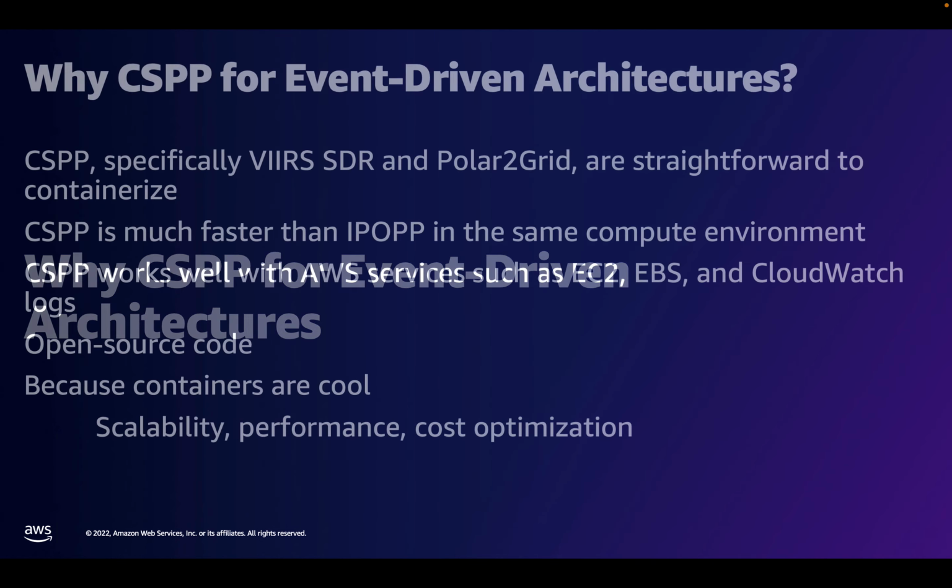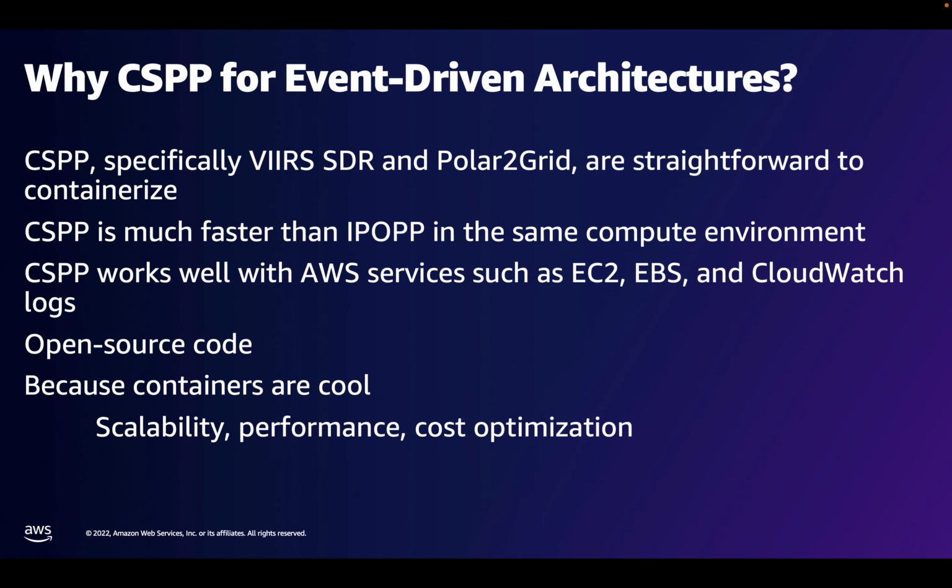So why did we choose CSPP? Well, specifically, when I say event-driven, first of all, I should talk about what that means. An event-driven architecture in AWS terms means that you take an action based on something else happening. That can be as simple as an object, a file, arriving in a storage container, right? And you trigger some process based on that. Or it could be the completion of another process that triggers the launch of another process.